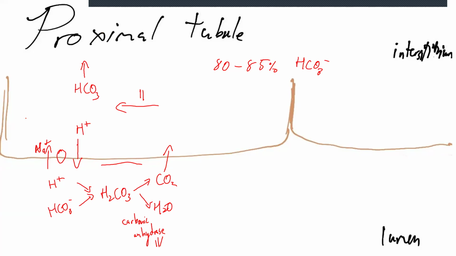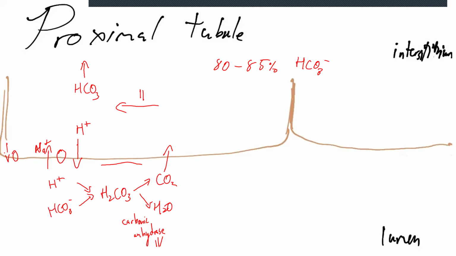All right? Now, one thing to note is because we have the NaH exchanger over here, if you have a state of hyponatremia, this exchange is going to be less effective, and so this whole process becomes just a little bit less effective. However, there is another port over here, which is just a hydrogen ATPase, which can also transport H+.